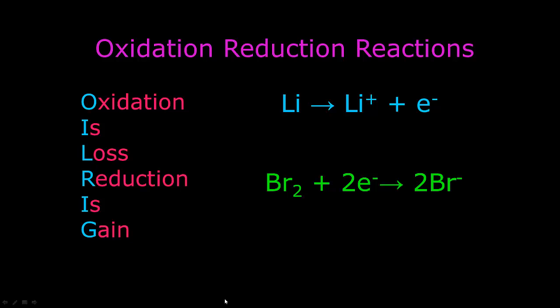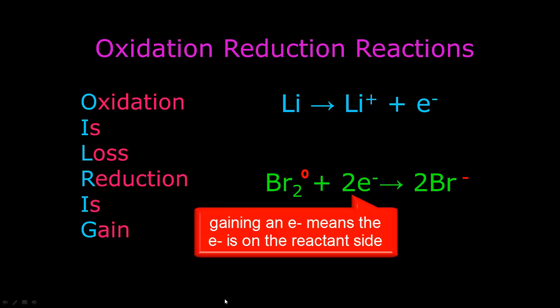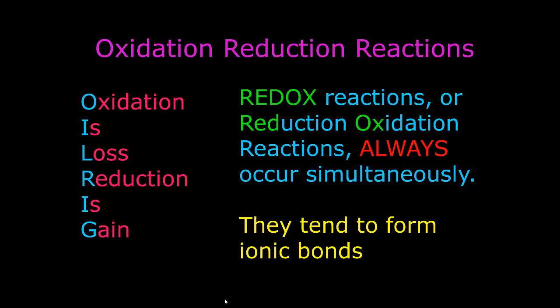Let's do another example. We have Br2, which is bromine gas. Its oxidation number is 0, plus 2 electrons will give off 2 bromide ions. So this bromine went from an oxidation state of 0 to a negative, which means it had to gain electrons, and if it gained electrons, that means it was reduced. So bromine was reduced. Redox reactions, also known as oxidation-reduction reactions, always occur simultaneously, and they tend to form ionic bonds.